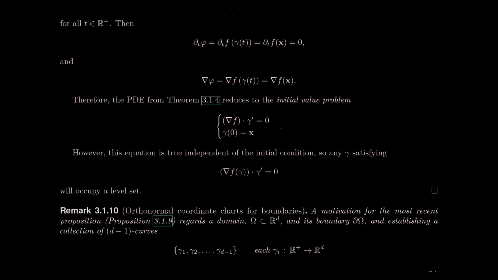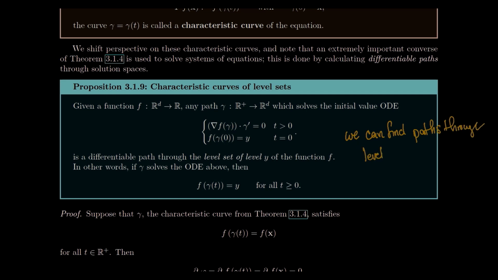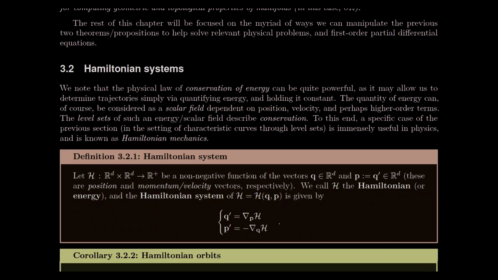I'm just going to scroll back up to this previous proposition that I'm going to remind everyone says we can find paths through level sets with a specific ODE. And that's going to be what Hamiltonian systems are as well, but in particular, we're going to care a lot about these level sets. We're going to construct the function f out of physics, out of a physical intuition for a system, and then that'll give us the ODEs that we're going to try to solve.